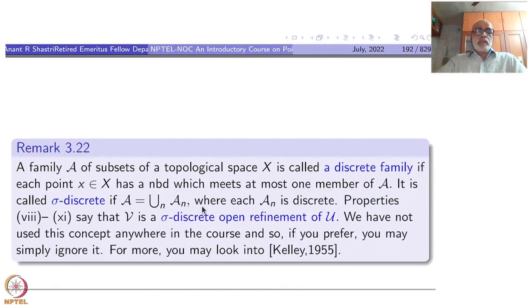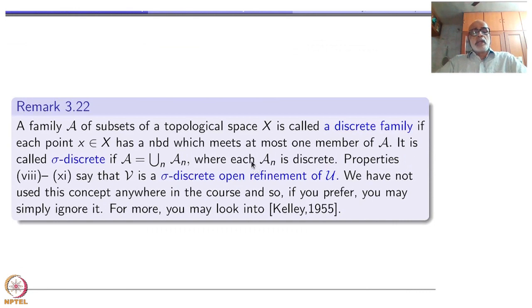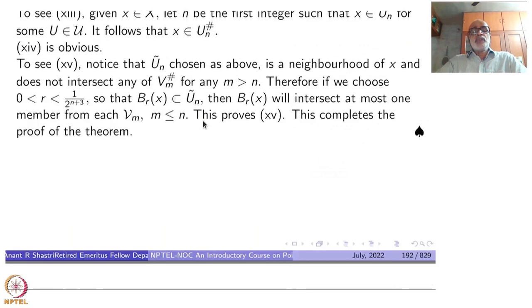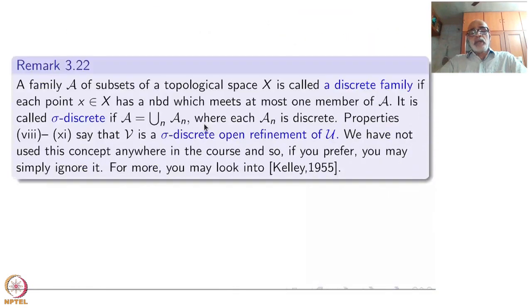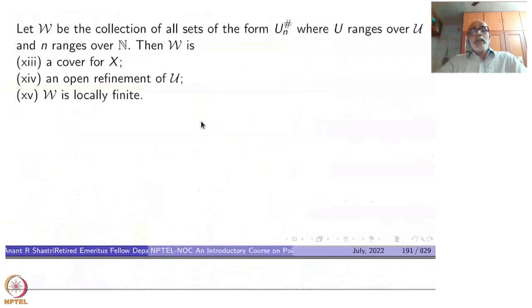There is a remark here which takes you a little deeper. So I don't mind even if you don't understand in the first reading. But I will make this remark. A family A of subsets of a topological space is called a discrete family if each x belonging to X has a neighborhood which meets at most one member of A. One of you asked this question, that is why this remark will be even more relevant here now. So, why is it sigma discrete?